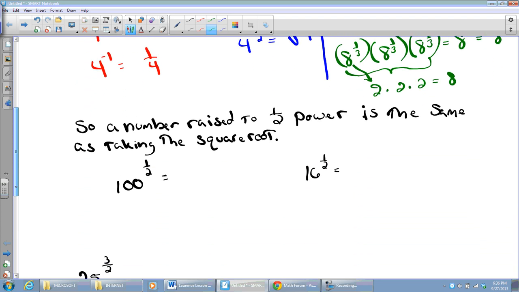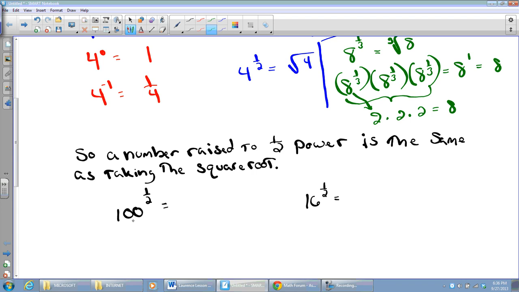All right, well, let's try this here. If I've got 100 to the 1/2 power, that's the same as taking the square root of 100. And we all know that's plus or minus 10, right? 16 to the 1/2 power, that would be the same as taking the square root of 16, which would equal plus or minus 4.